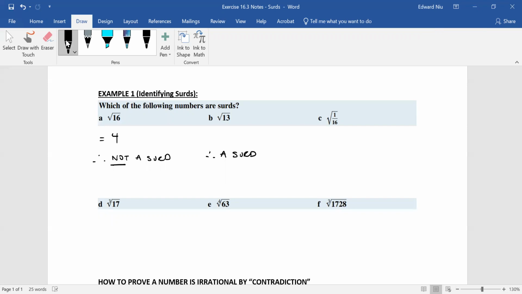Square root of 1/16 equals 1 on 4, because the square root of 1 is 1 and the square root of 16 is 4, and we know 1 on 4 is 0.25, which is a number that has a fixed decimal place, with 0.25 being the end of that number. So this is not a surd.